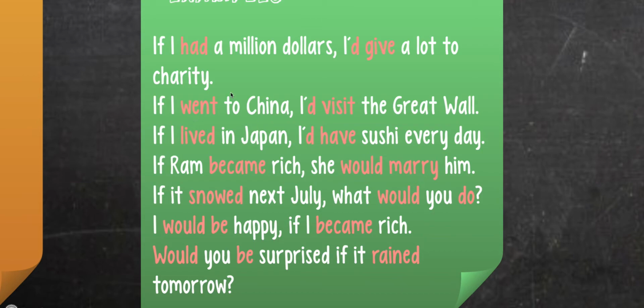So what happened here? You have verb in past with the if clause, and then you have a would, but in a contracted form. Tienes el would, pero de forma corta. So I'd visit the Great Wall.